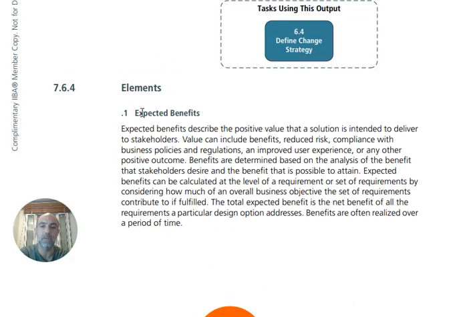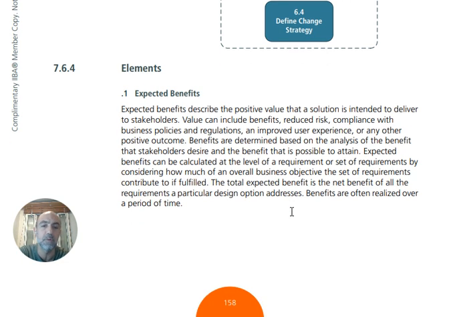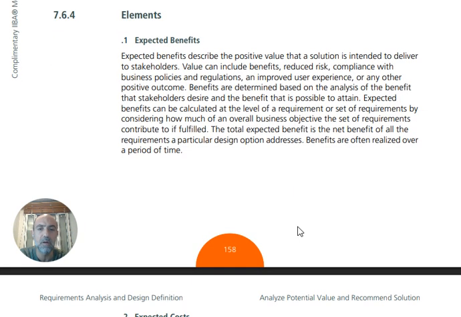So what are the elements? The expected benefits. Like what could we expect? Whether it's the value induced that can include the benefits, reduced non-compliance with business policies and regulations. It could spread across many industries maybe, and then provides an improved user experience, any other positive outcome.